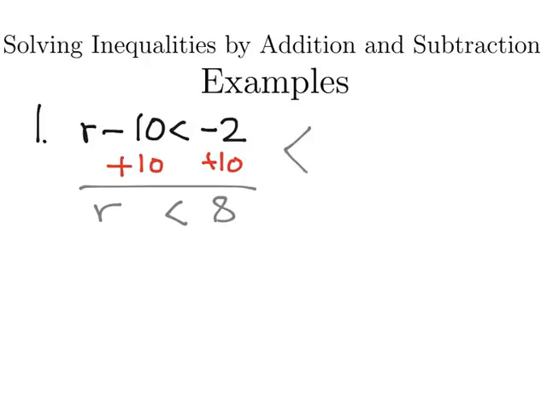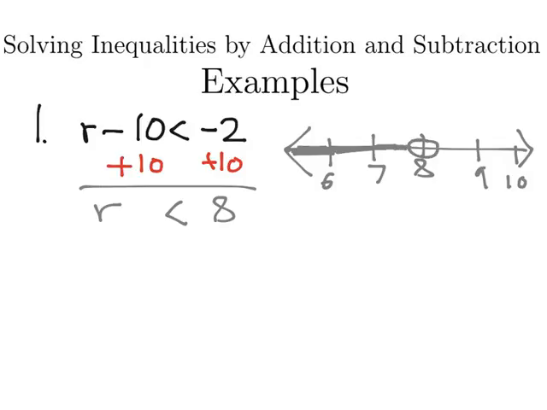To graph this, I'll draw my number line. Here I'll have 8, and I'll just mark in 7, 6, 9, 10. And our value of r is always values less than 8. So I'll shade in everything before 8, but it can't be equal to 8. So I'm going to put an open circle where the 8 is. And to express it, I say r such that r is less than 8.